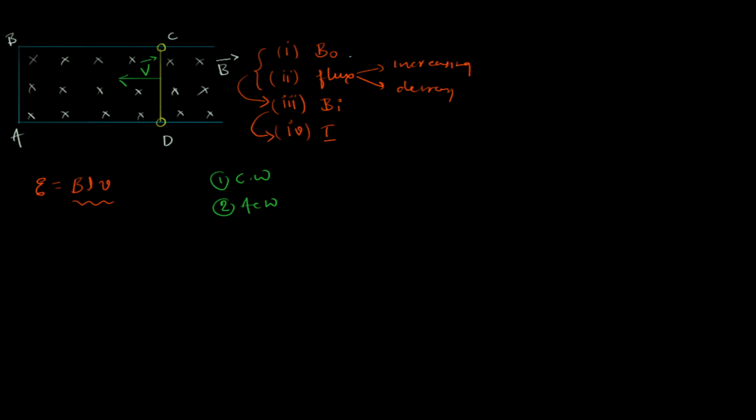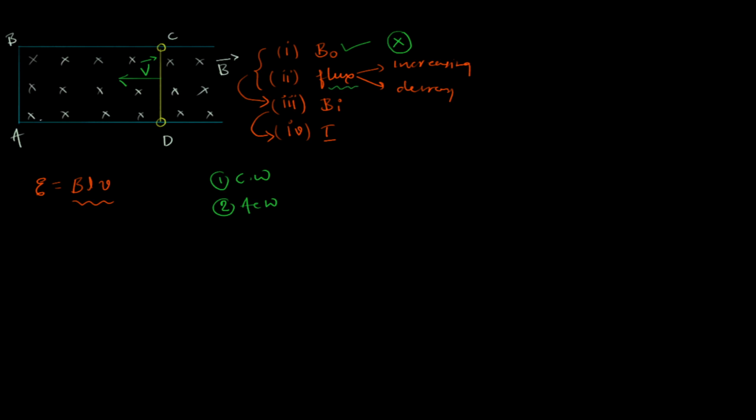Fine. So first thing, identify the direction of BO. That is pretty simple in this case. The original magnetic field BO, which is causing the induced EMF, is actually inside the plane, into all these white crosses you see. That's the direction of the magnetic field.